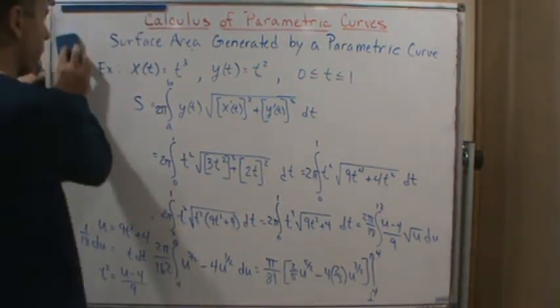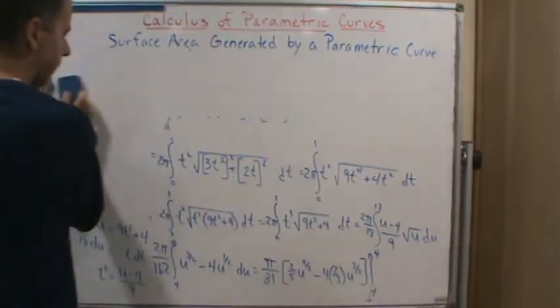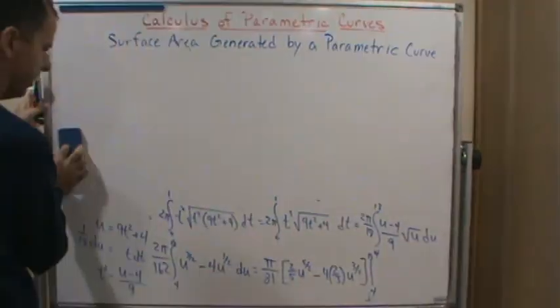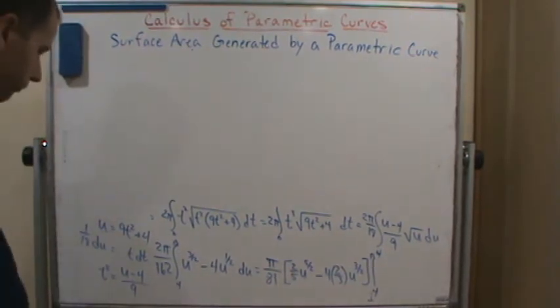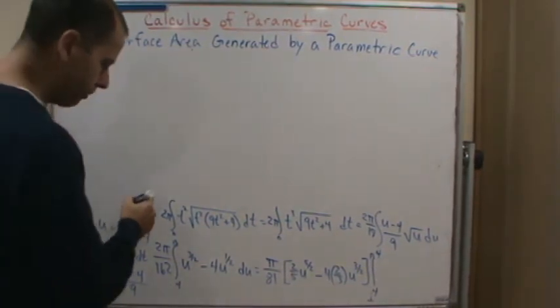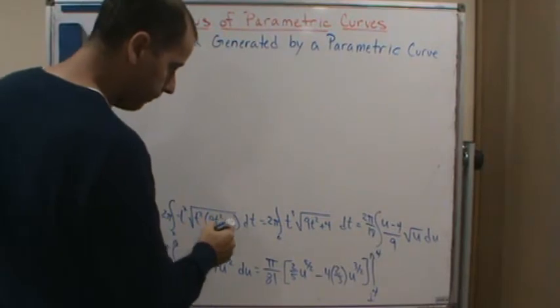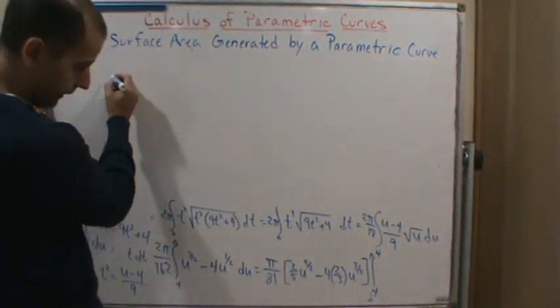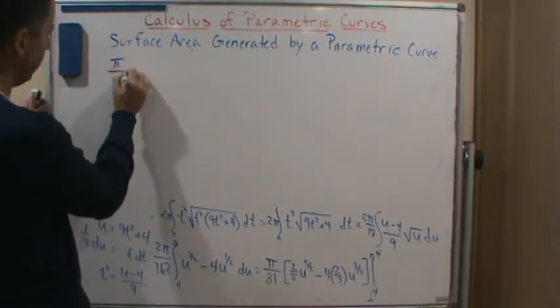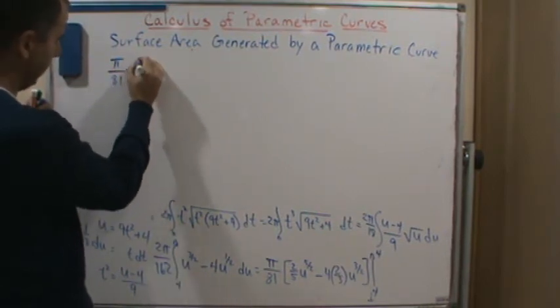Okay, so far so good. So now I'm going to evaluate this at 13 and 4. So this is going to be pi over 81.